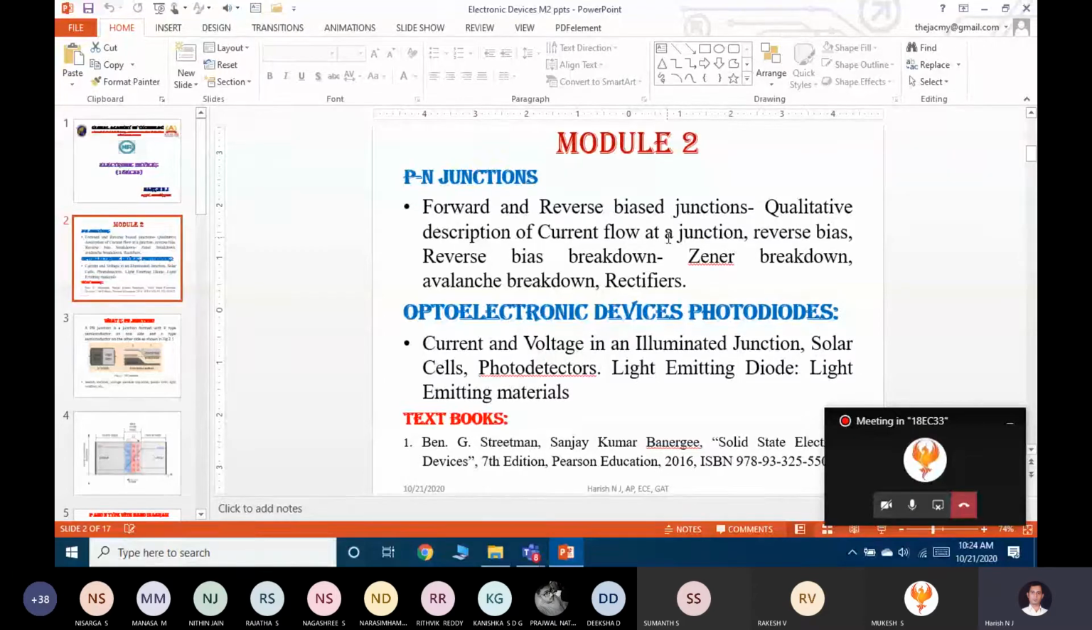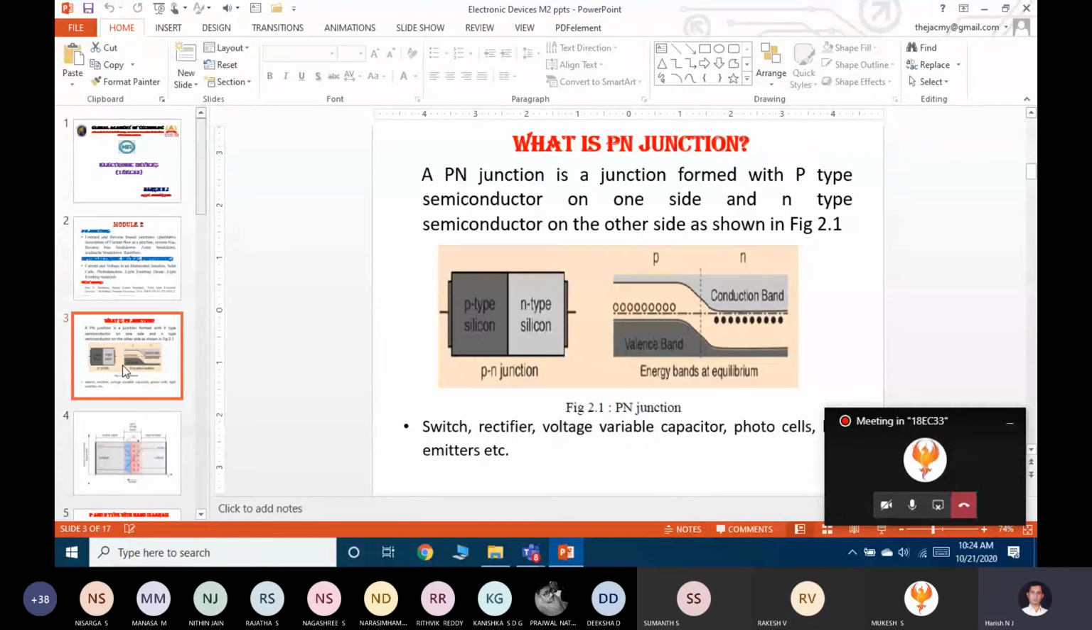Can anyone explain how this barrier voltage is initiated in the PN junction diode? If you know this concept, nothing is there in this chapter. Seriously, I am telling you, nothing is there in this chapter. It is very easy to score 20 out of 20 in this chapter because all the concepts you are already aware of. Only the different way of representation we have to learn, that's all.